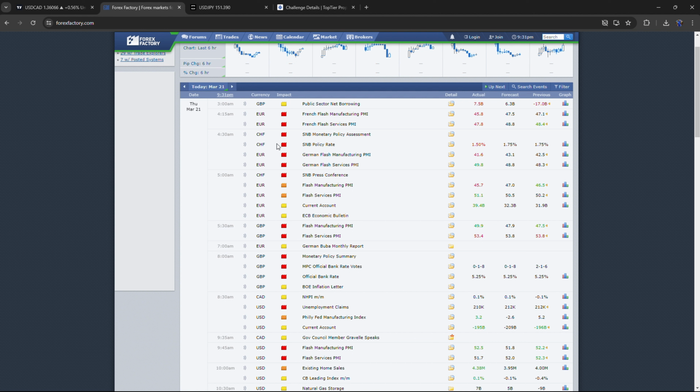So here with the boxes with the red, these boxes right here, you can see that they're different from these yellow and orange boxes. That means that the boxes with the red on them are major news events that could have a significant impact on the price of these forex pairs.